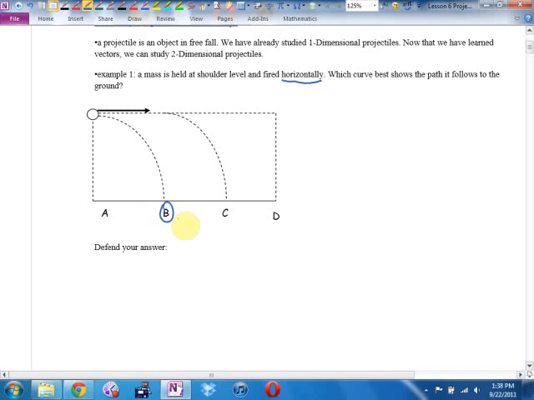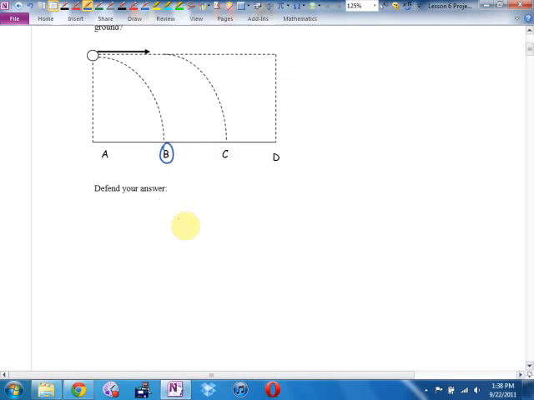As soon as a projectile is launched, it's accelerating at negative 9.8 meters per second squared, down. So, defend your answer. Have I convinced you?